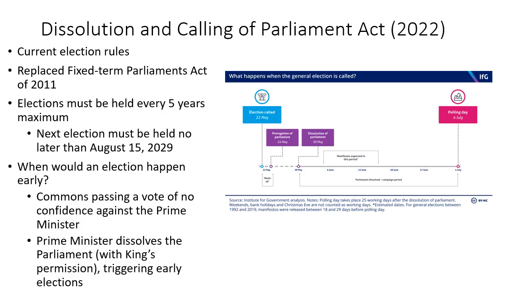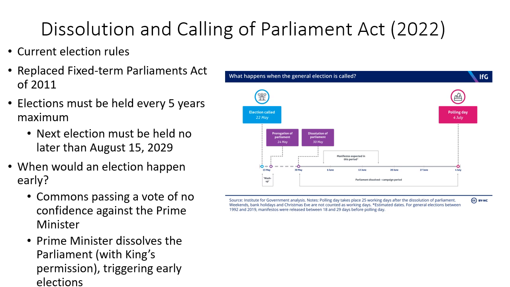Okay, let's talk a little bit more about the rules in terms of how often elections must be held and how to have elections sooner. The current law that dictates British election law is the Dissolution and Calling of Parliament Act of 2022. This is something like the 3rd different law in the last 15 years. So they keep changing it and messing it around. These are the current election rules and replaced the Fixed Term Parliaments Act of 2011. So basically this is what it says.